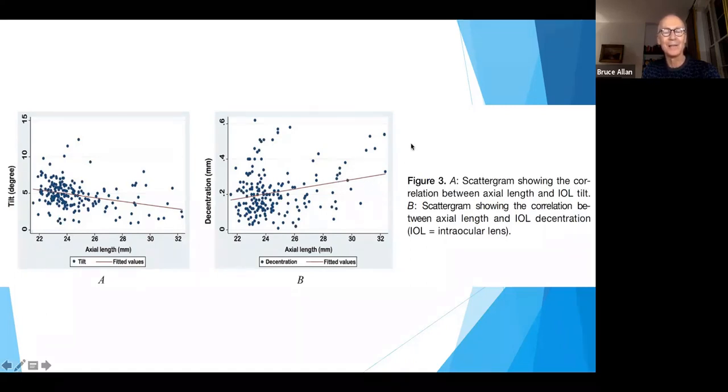And here, if you exclude those measurements up at 32 there, those four there, and you look at the others, it's not nearly so clear that there's a relationship between tilt and decentration and axial length, except at the extreme end, which is clinically where you'd be starting to be very conservative about your lens choice.